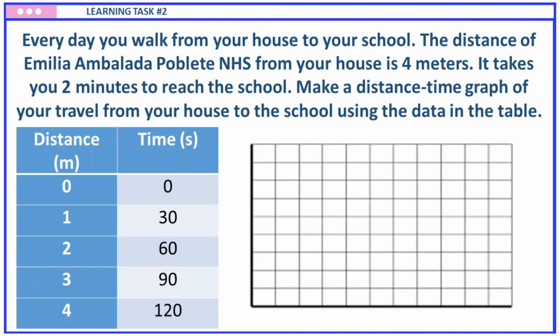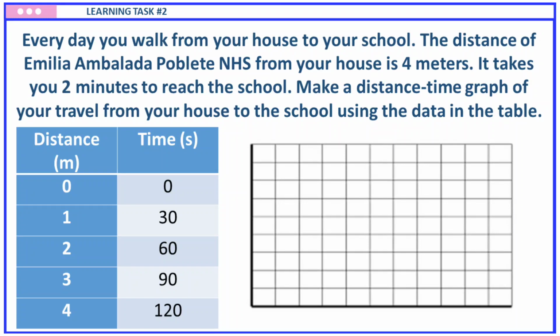For your learning task number 2, here is the situation. Every day, you walk from your house to your school. The distance of Emilia Ambalada Poblete National High School from your house is 4 meters. It takes you 2 minutes to reach the school. Now, make a distance time graph of your travel from your house to the school using the data in the table. So, balikan ng example kanina kung paano gumawa ng graph. But this time, ang gagamitin na data ay yung given for learning task number 2 para sa distance at saka sa time.